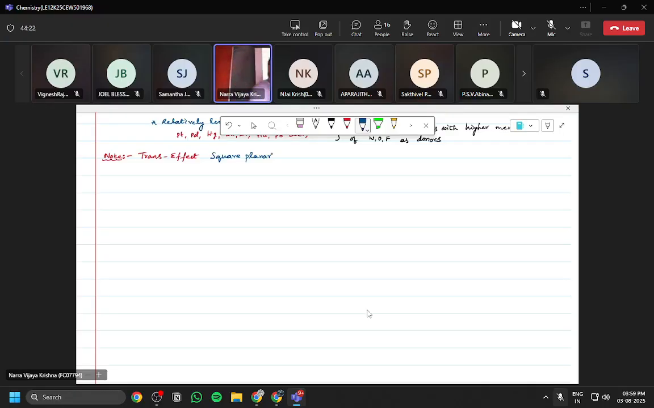That John Teller distortion also in 2024, they gave the question. That's why we are discussing John Teller effect. Otherwise, no need of it also. So it is observed in square planar complexes. Trans effect.